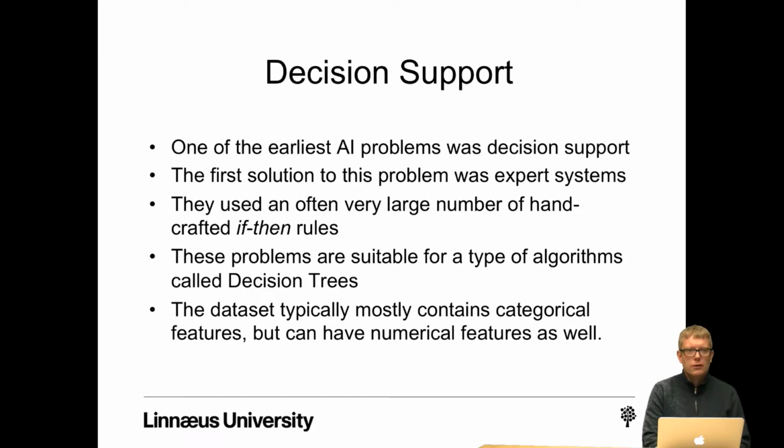They often used a very large number of handcrafted if-then rules, and these problems are suitable for a type of algorithms called decision trees. So instead of handcrafting the rules, we can use an algorithm that learns rules instead, and a very effective type of algorithms are decision trees. And the dataset typically mostly contains categorical features, but it can have numerical features as well.